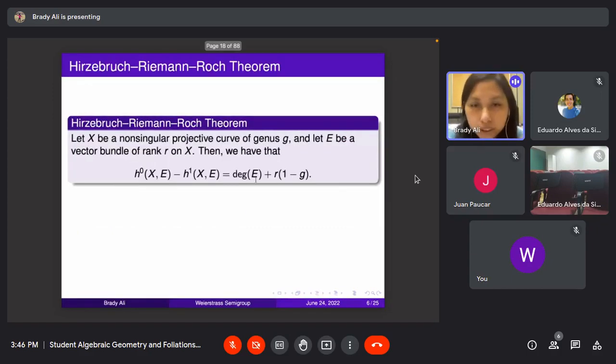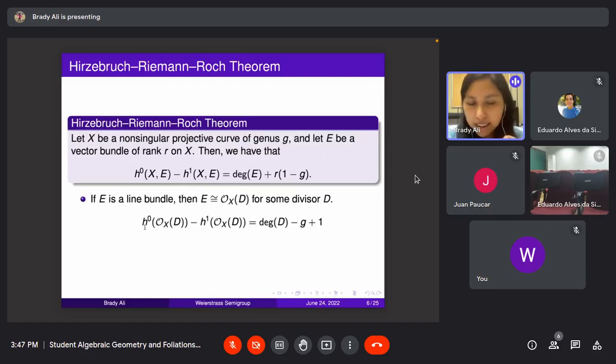I am also going to work with vector bundles. So we have the Hirzebruch-Riemann-Roch theorem, and this theorem helps us to compute the dimension of the global sections of a vector bundle. If we have a vector bundle E over a curve X of rank r, then the dimension of the global sections of this vector bundle minus the dimension of the first cohomology group of the vector bundle is equal to the degree of E plus r times (1 minus g), where g is the genus of the curve X.